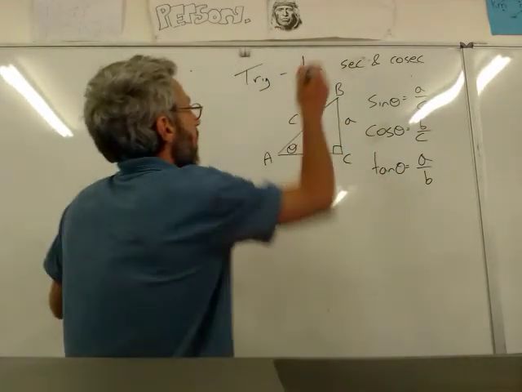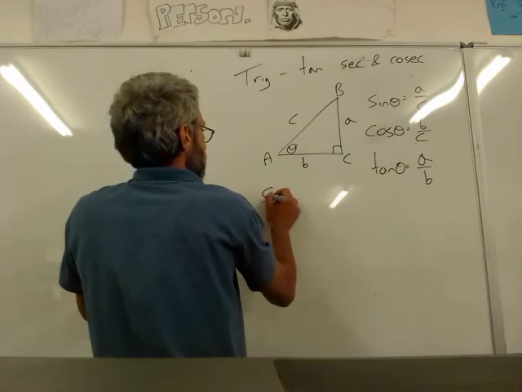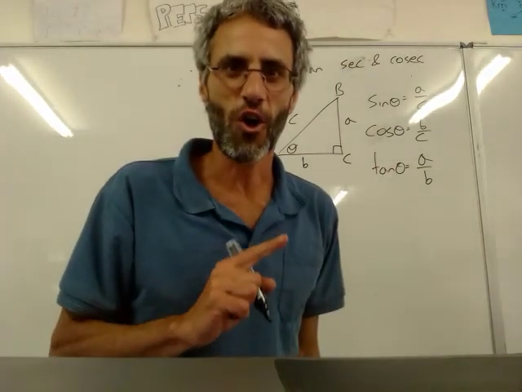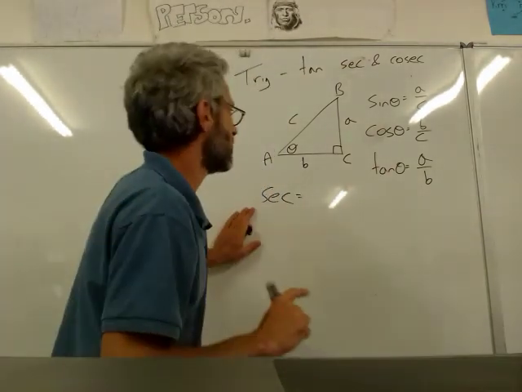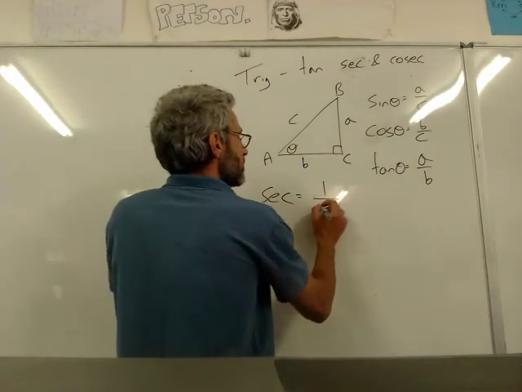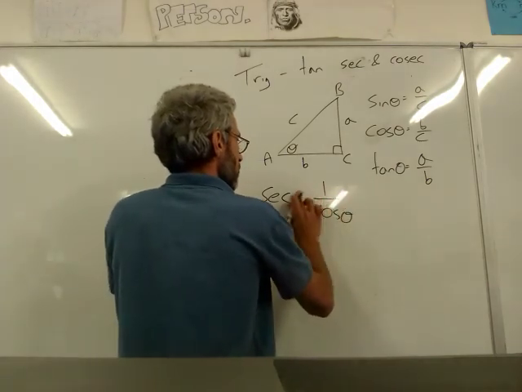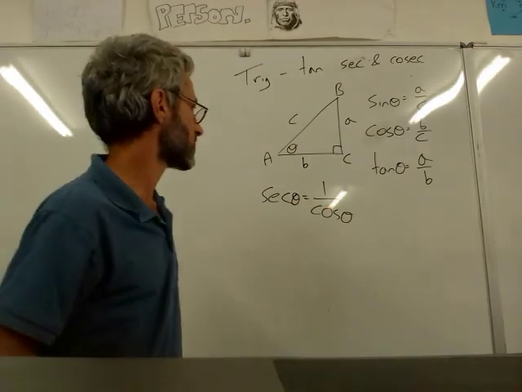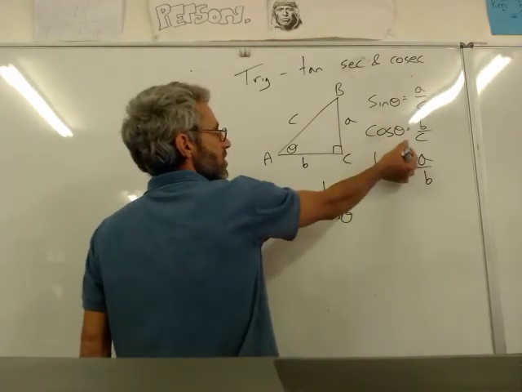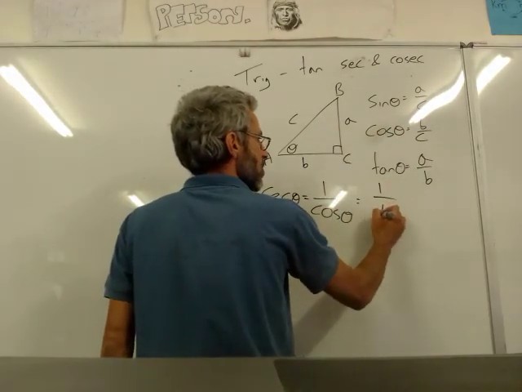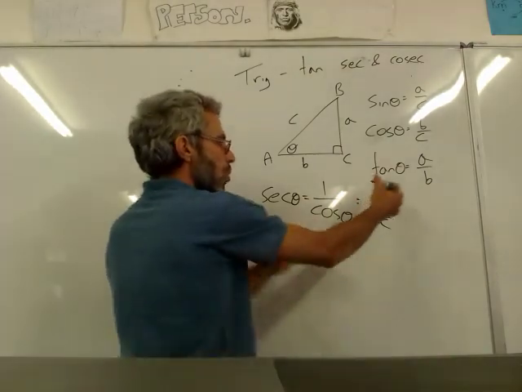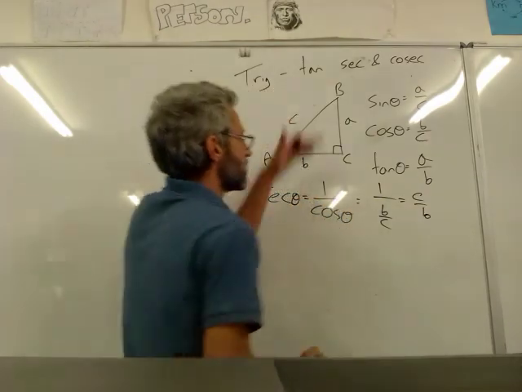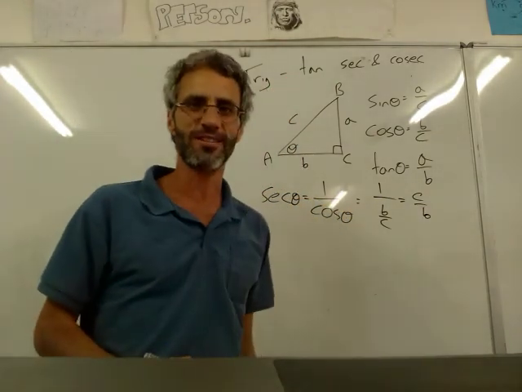I'll start actually with sec. A sec is the inverse of the cosine. What does that mean? Inverse, it's basically 1 divided by cosine theta. Obviously I need to have theta here. So sec theta is 1 over cosine theta. What is cosine theta in this case? It's B over C, right? So 1 divided by B over C, you're flipping that, is C over B. So it's the hypotenuse divided by the adjacent.